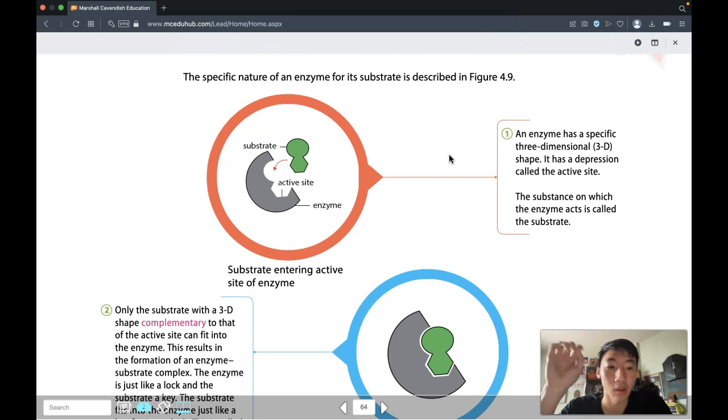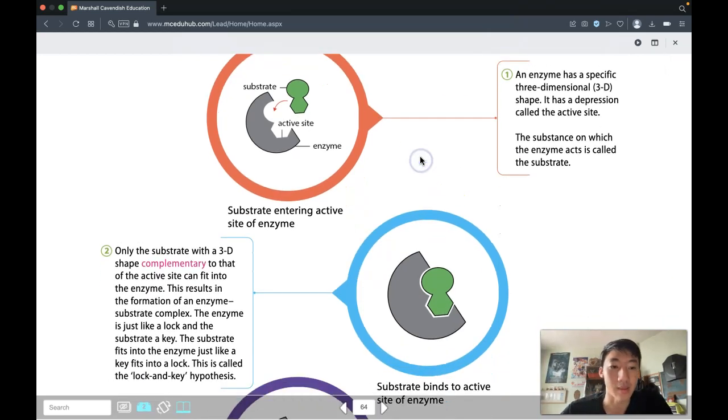Then I'm going to talk about this thing called SAC. S stands for specific three-dimensional shape. So I'll say the enzyme has a specific three-dimensional shape. A stands for active site. I'll say the enzyme has an active site. The C stands for complementary. So I'll say the substrate, which is starch, is complementary to the active site of the amylase.